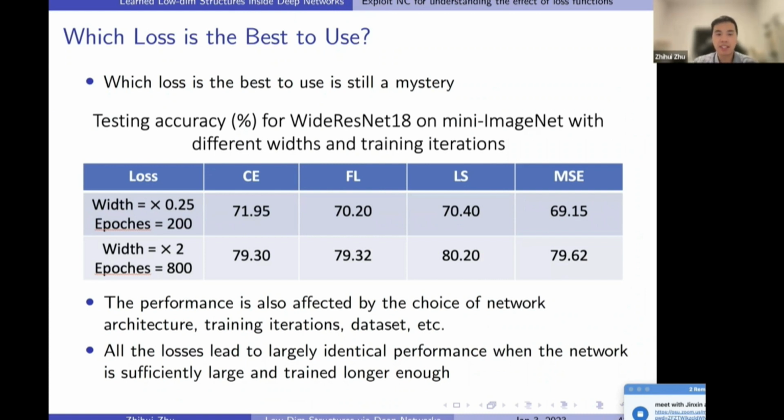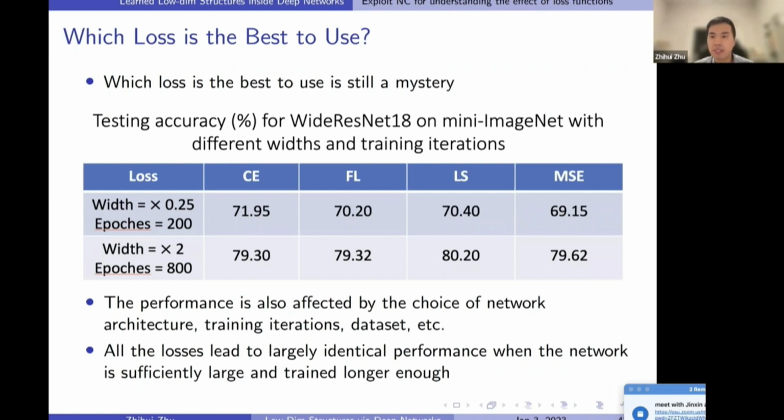So here in this table, we train the network with different training losses: the 4 training losses we mentioned before, and 2 different setups. The first row corresponds to reducing the network width by 1/4 and training the network for 200 epochs, which is a common choice. In the second row, if we have enough resources, we use a large network. We double the network width, and we train the network longer by using 800 epochs.